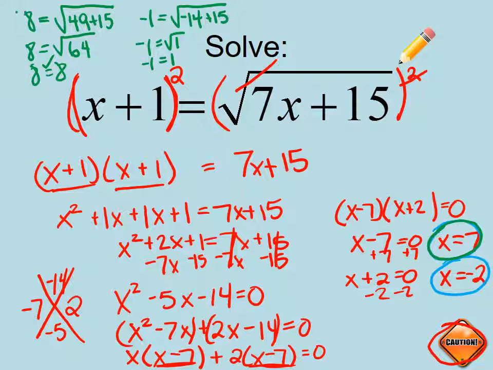Let me double check over here. Negative 2 plus 1 is negative 1. Therefore, x cannot equal negative 2. So it's very similar to that last unit where when you have two answers, one of them may not work, and that's okay.